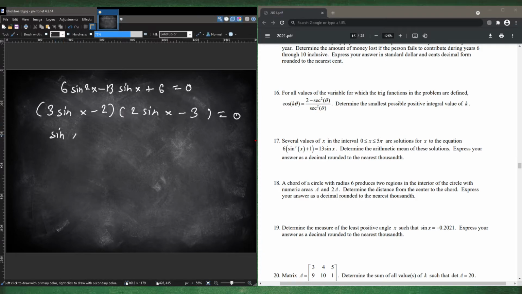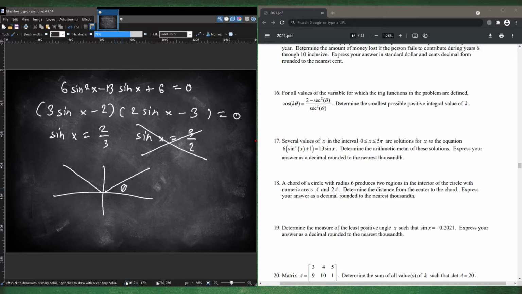In this case, that means sine of x equals 2/3. In this case, sine of x equals 3/2. And obviously it can't be this because sine can't be higher than 1. So sine of x equals 2/3. So that's when sine is positive, so in the first and second quadrant.